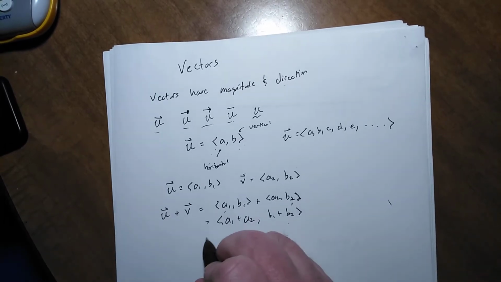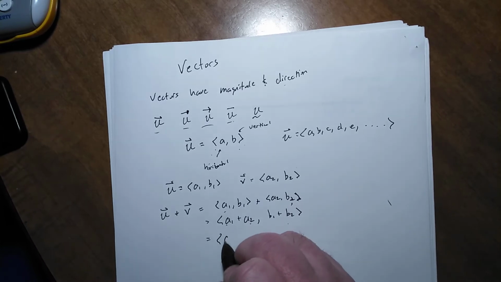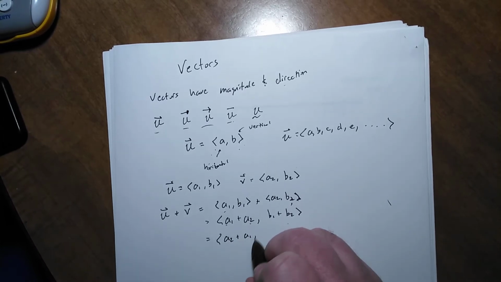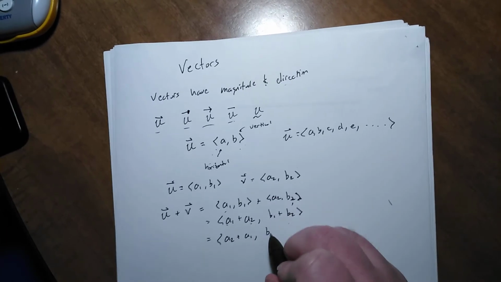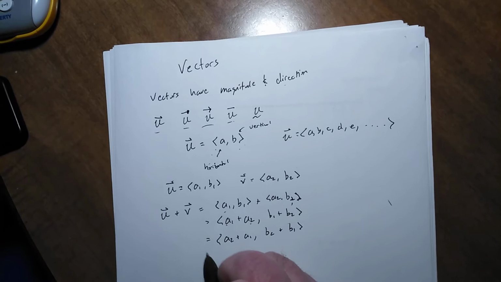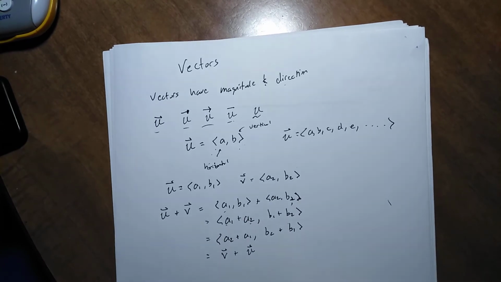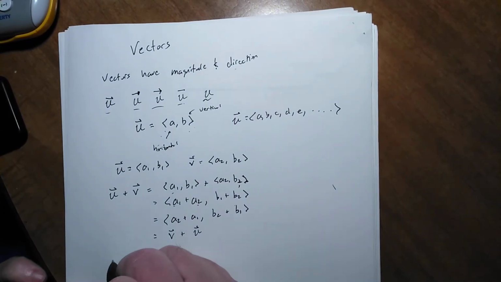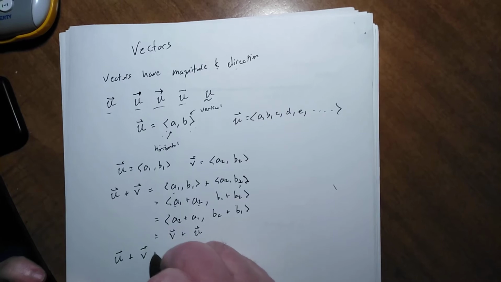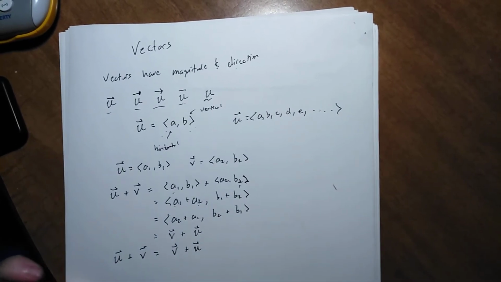And I think it's pretty plain to see that since the a's are numbers, we could swap the order because we're allowed to do that with numbers: <a2 plus a1, b2 plus b1>, and that is equal to v plus u. So one of the things about vector arithmetic is that u plus v is equal to v plus u. That's one property of vectors.